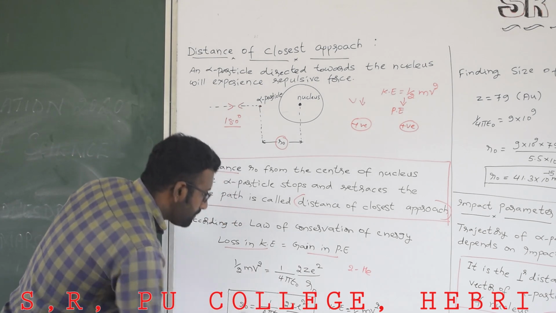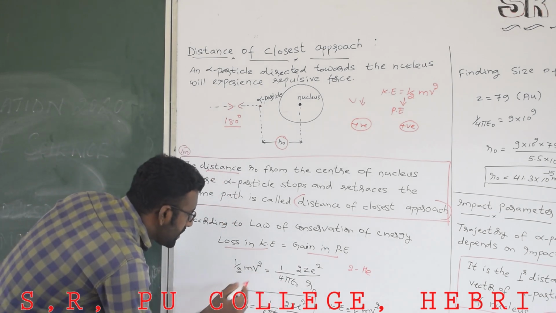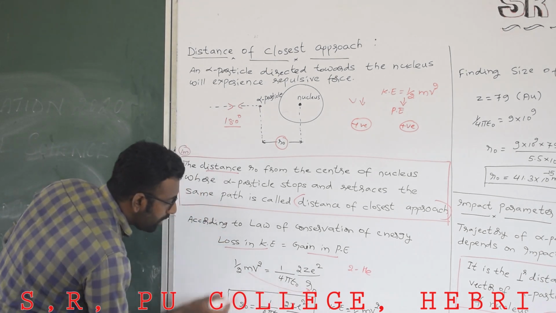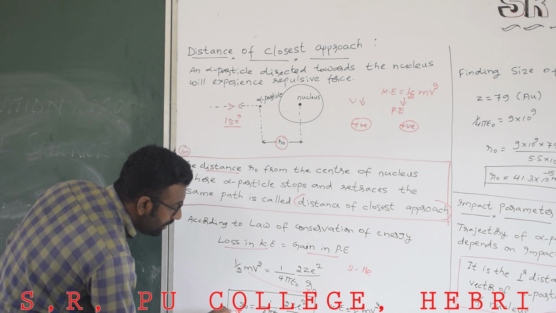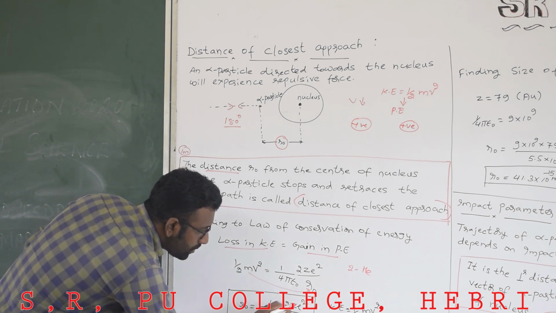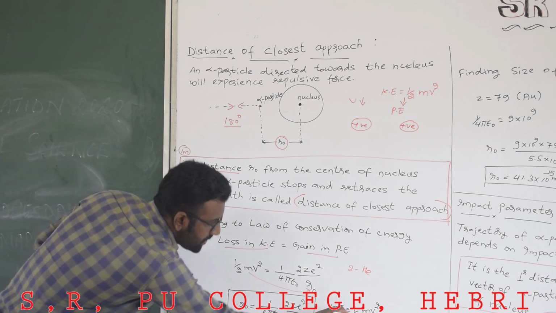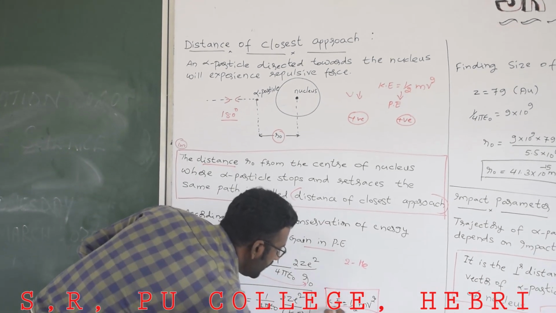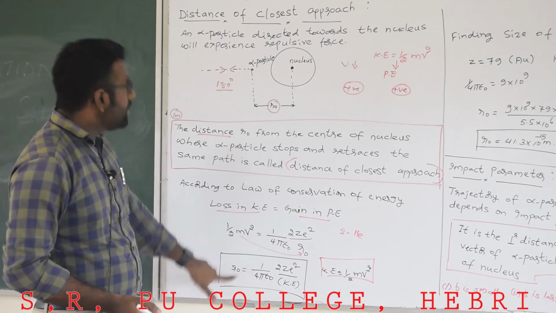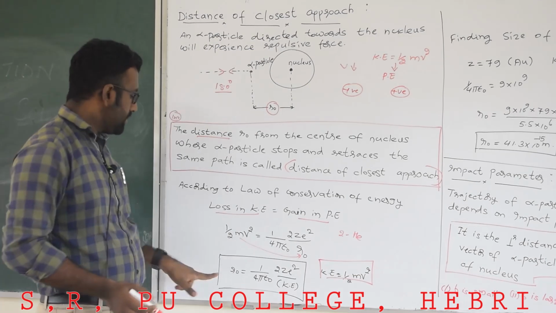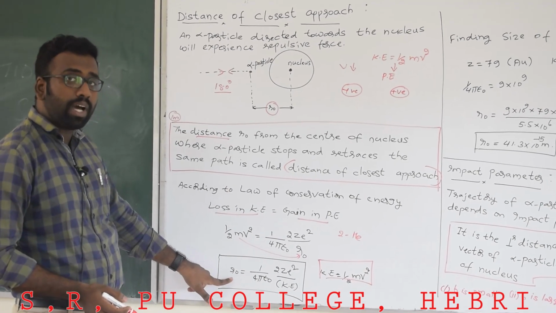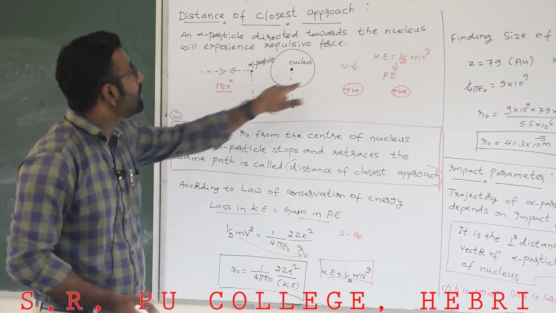Now we can rearrange this equation. Taking r0 to this side, we will get r0 is equal to 1 by 4 pi epsilon naught Z square divided by kinetic energy. Kinetic energy is nothing but half mv square. Now this r0 is nothing but the distance of closest approach. By finding this value of r0, we can find out the size of the nucleus.